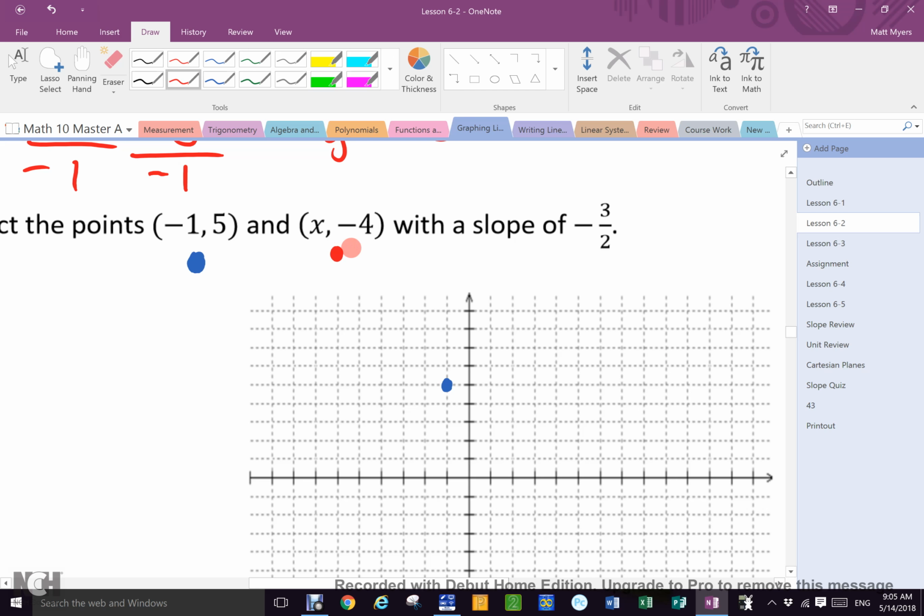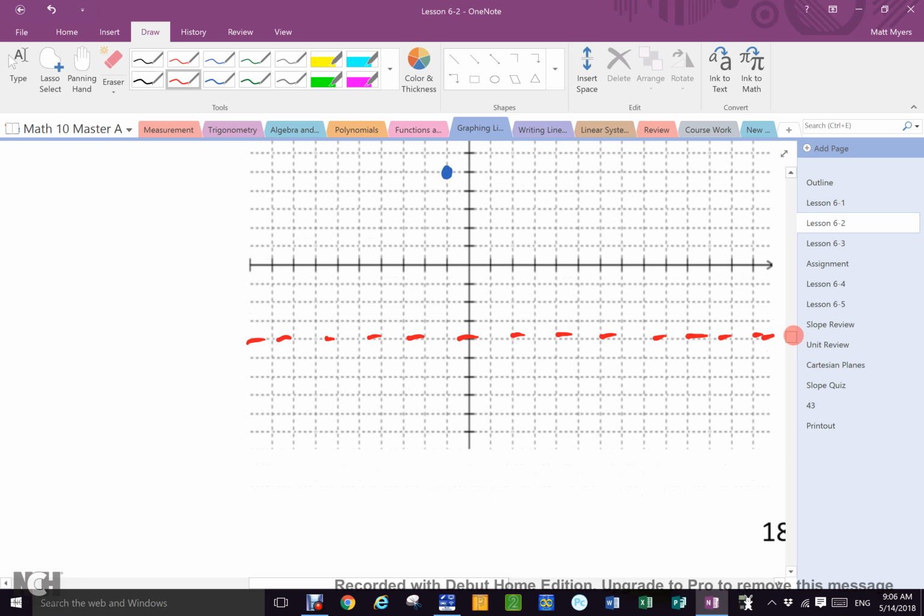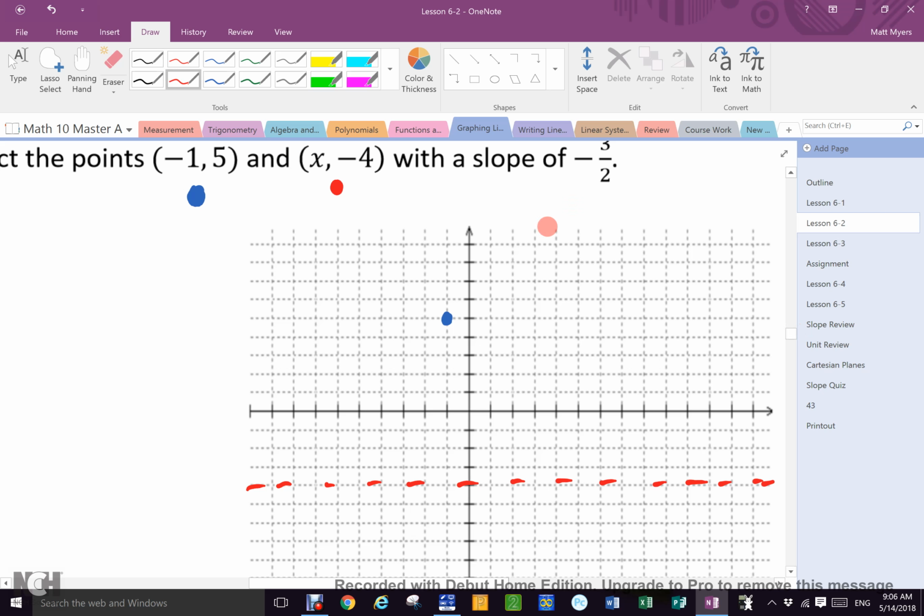Do I know anything about it? No, Avery, if we hadn't done the algebra, do we know anything about this point? We know that the y is negative 4. So the y, 1, 2, 3, 4, has to be somewhere on this dotted line. Agreed? Yeah. Now, do we know anything else about the line that will connect this blue dot to the red dot? It's got a slope. A slope of what?